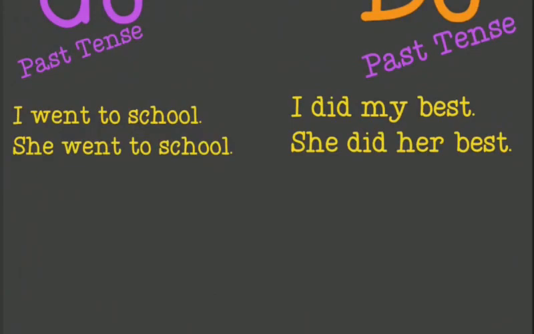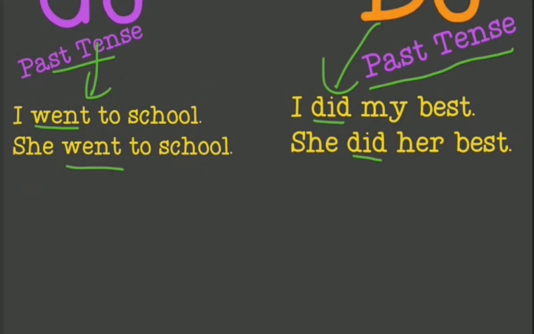Let's just kind of review this. So do in the past tense is did. Go in the past tense is went. Okay? So when we talk about the past tense, do is did, go is went.